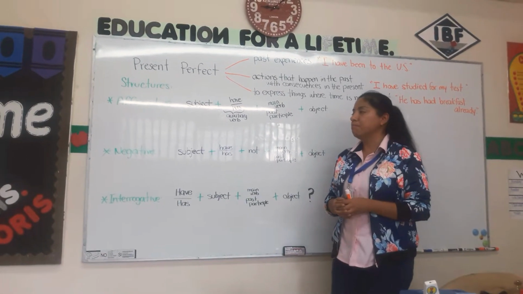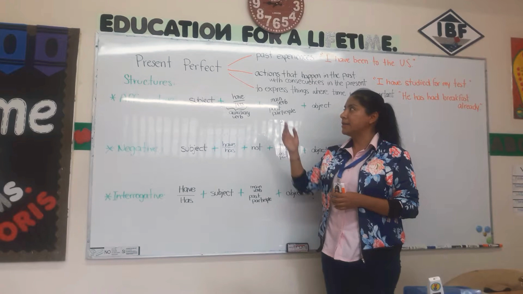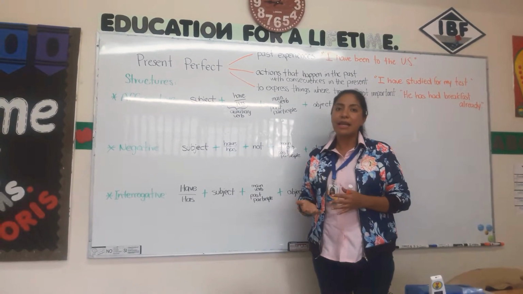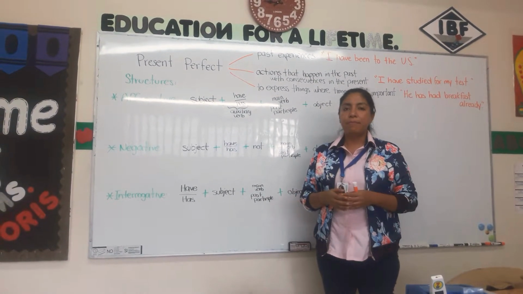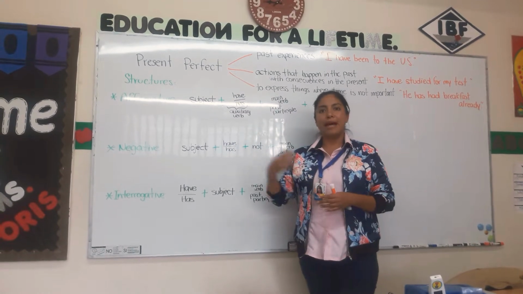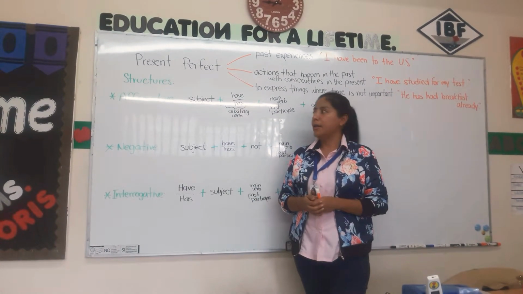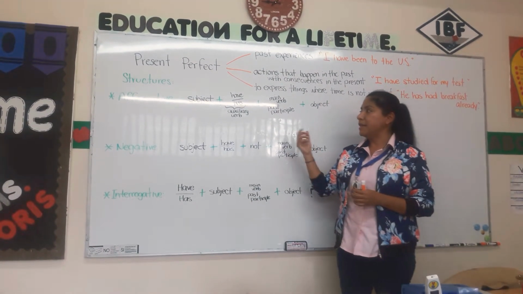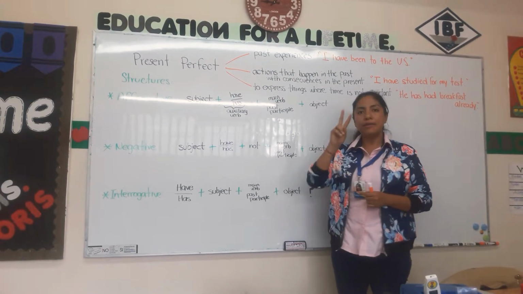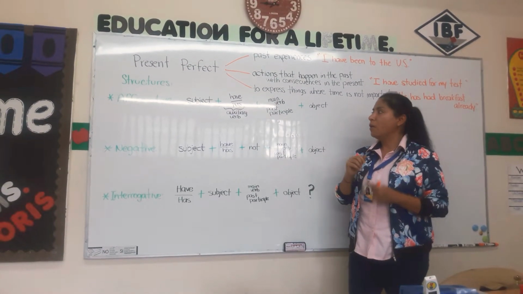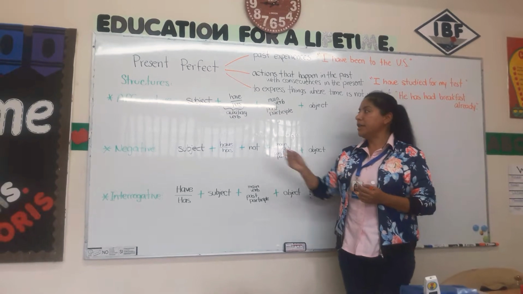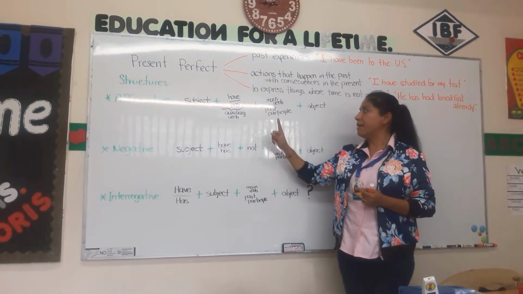The structures. Well, as you may imagine, present perfect is not really a present tense, but in fact, it is a past tense. But we will know that this tense is a two-verb form. Why? Because we need an auxiliary verb and a main verb.